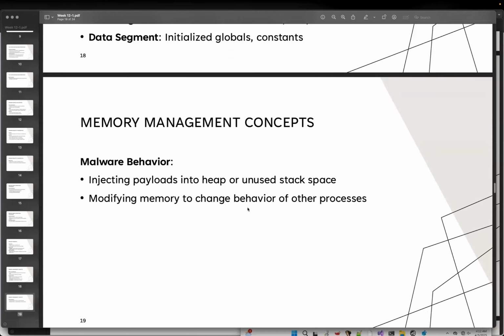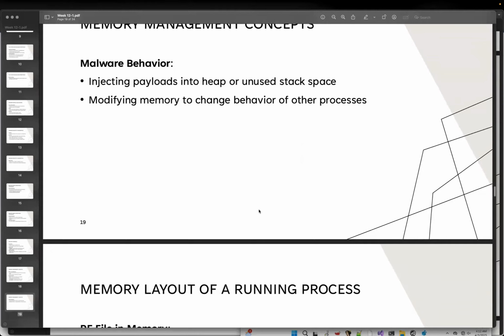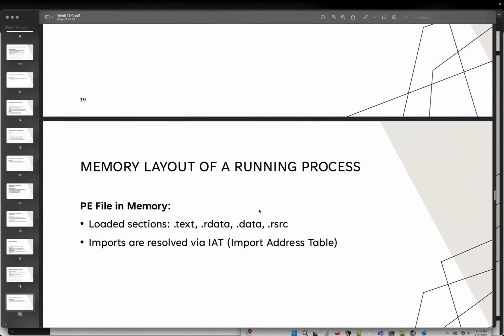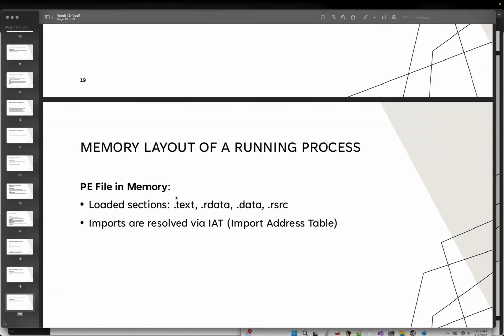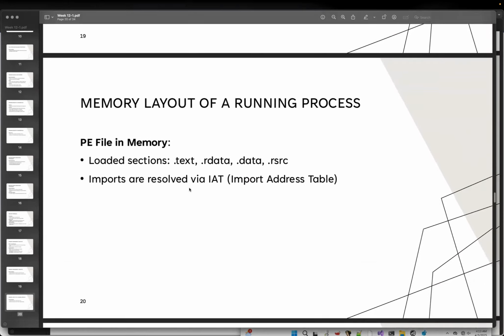So if you remember the examples, that will be this part, and we will check it when we look at the PE files. Okay, so in the layer of memory, the running process, they will save it and they will also import. So they are resolved through the IAT. It's called the Import Address Table.